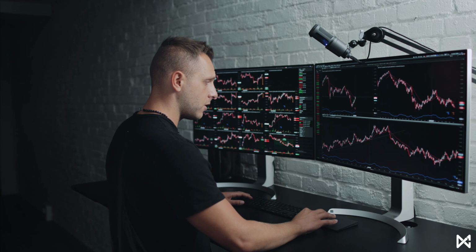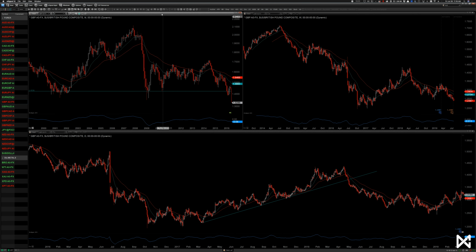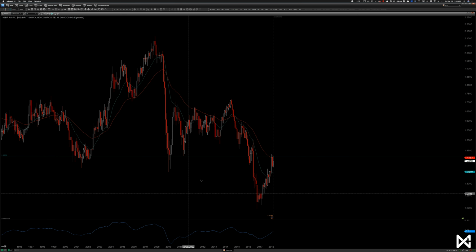So let's zoom out farther. Let's play around with this a little bit. Let's maybe go back to the monthly chart. And I'll show you a really good example of a trend line, which is right here. Right, and it's very important that I show you how I draw these trend lines, because there's a few ways of drawing them.